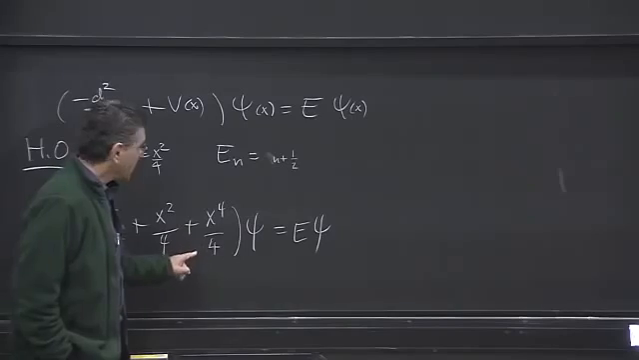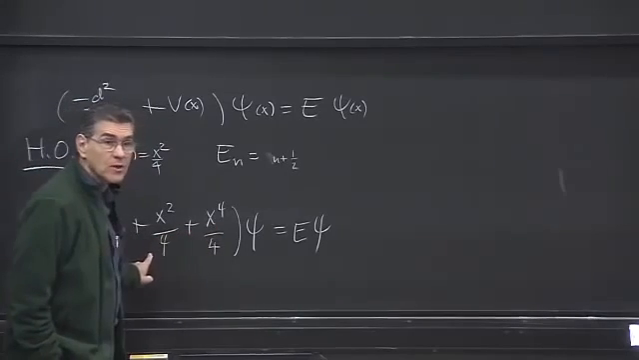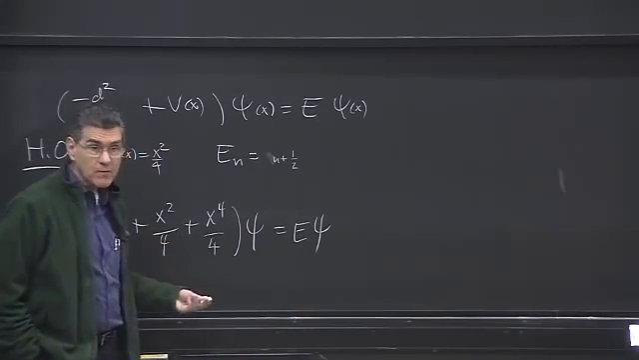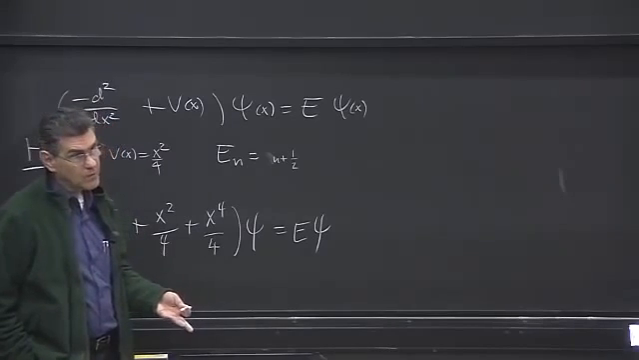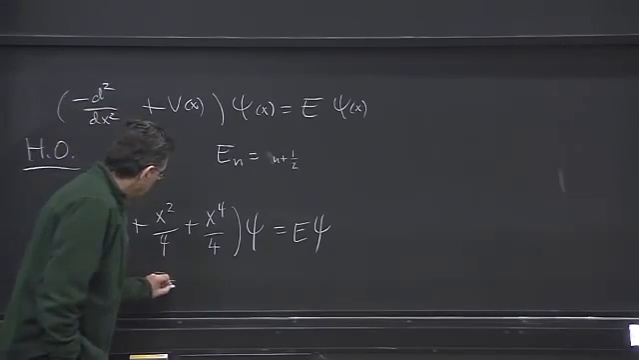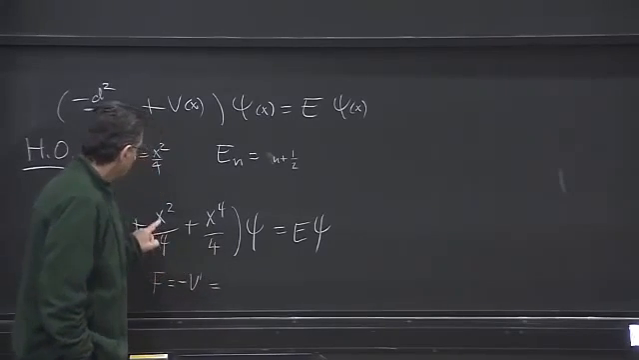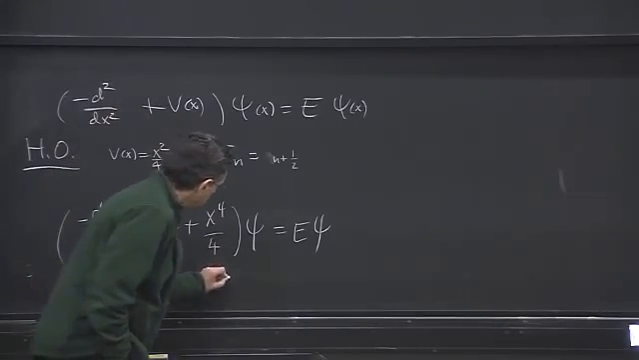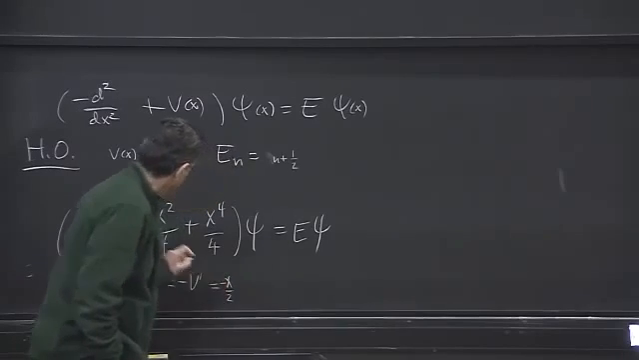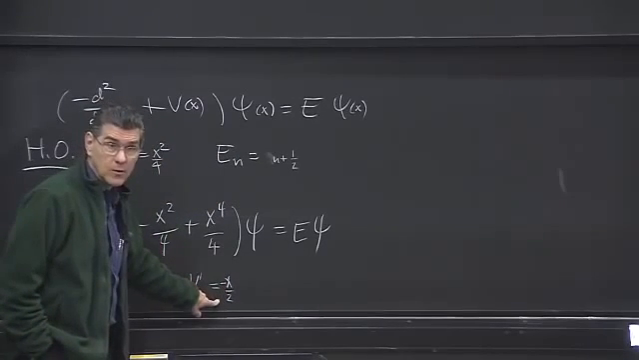Okay? It means that, this is Hooke's law. By the way, this is the potential. The force is the derivative. It's the negative derivative of the potential, right? So the force is minus v prime, right? So the derivative of this would be x over 2 with a minus sign, right? And that's Hooke's law, okay?